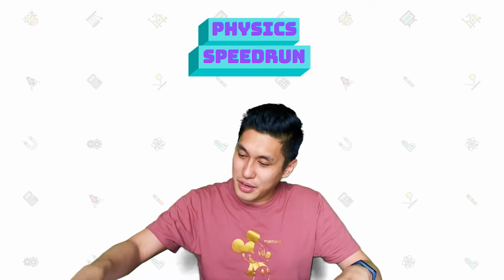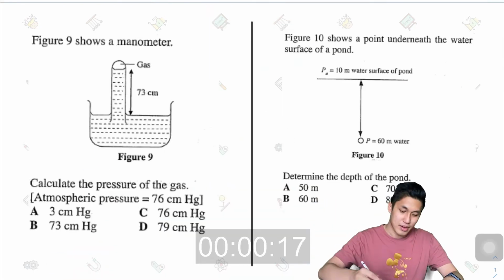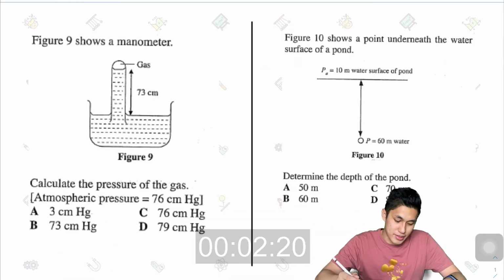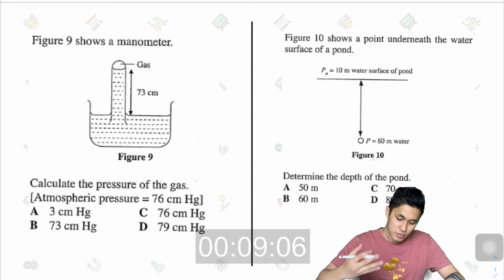So I have my timer here, and I'm going to start my timer right now. Figure 9 shows a manometer. Calculate the pressure of the gas if the atmospheric pressure is 76 cm mercury. So what does this mean?